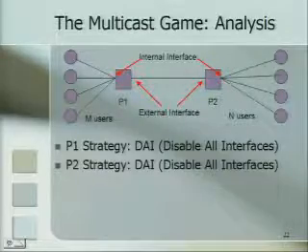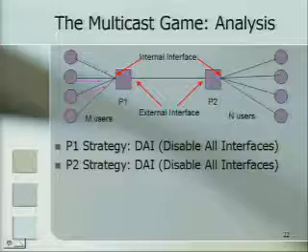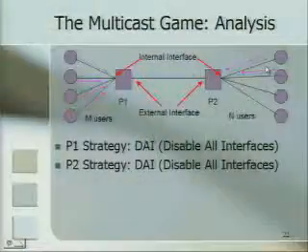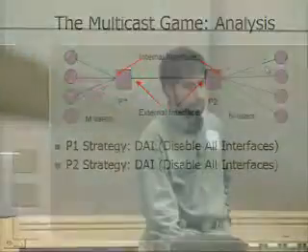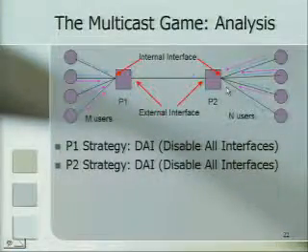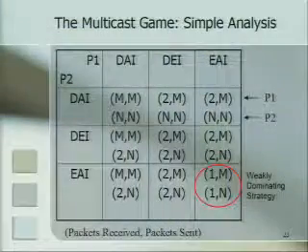The last case is that both of them have disabled all their interfaces. It's clear how it will work. It's the same thing, and the difference is that once it gets to the other side, it has to do application layer multicast too. So application layer multicast is not just on the P1 side, it's on the P2 side too, and that's where both of their costs come to M in, M out, or N in and N out.